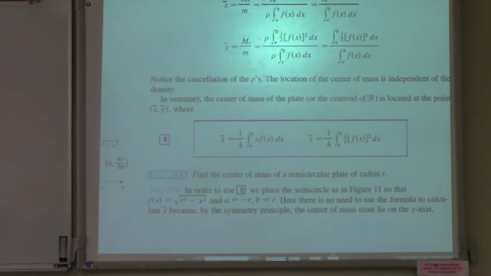All right, let's take something simple. I've got this one in my notebook right here. Find the center of mass of a semicircular plate of radius r. And that's all they give you. So find that, and they give you the function, f of x is equal to that. So take that and see what you can do with it.